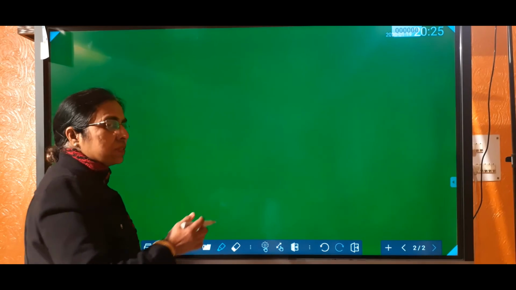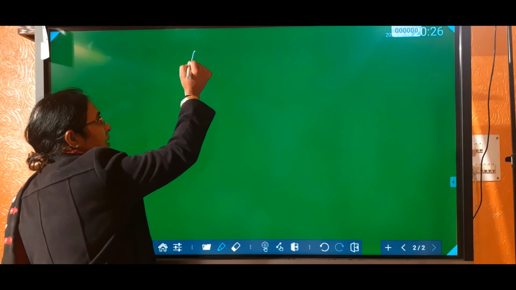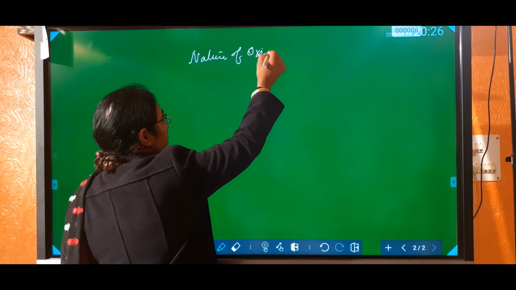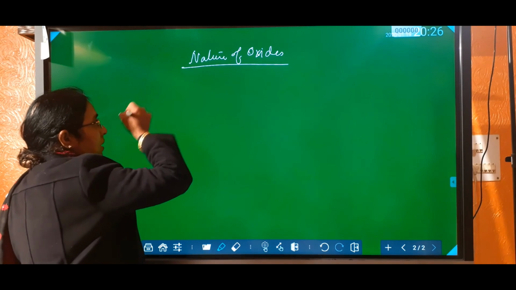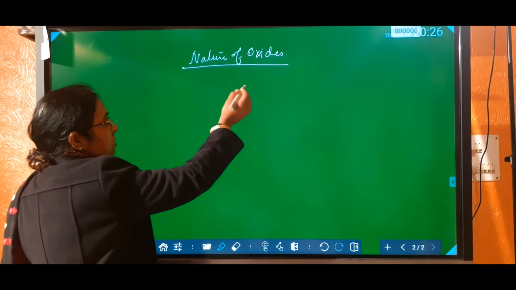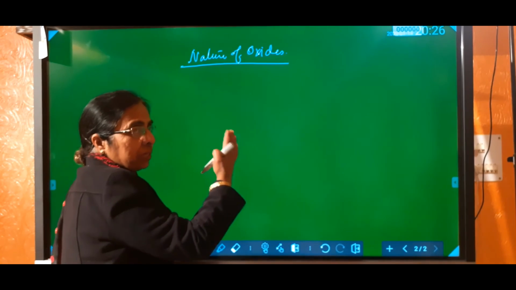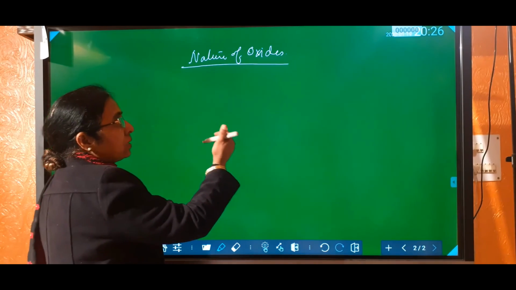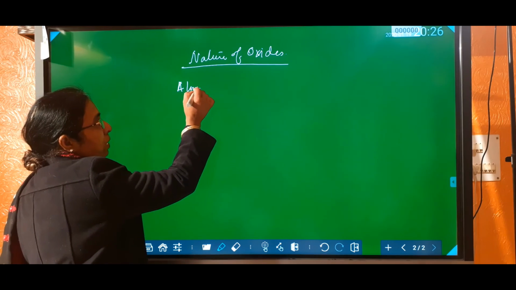All right, students, so we have seen the metallic and non-metallic character. Now you know that metals and metallic oxides are basic in nature, and non-metallic oxides are acidic in nature. So let us write one topic, that is the nature of oxides, and how it varies. Since the left side of the period is metallic and the right side is non-metallic, let us see what happens along the period.